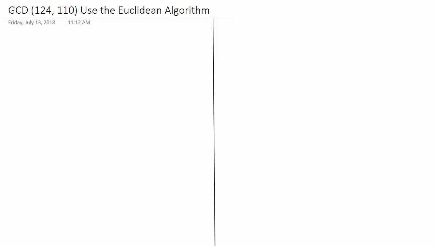We're going to get some more practice using the Euclidean algorithm to find the greatest common divisor. So remember, there's two columns here. There's the actual work, and then there's the work behind this. So what I'm going to do here, remember the first thing you do is you always divide the big one by the small one. So I'm going to take 124.